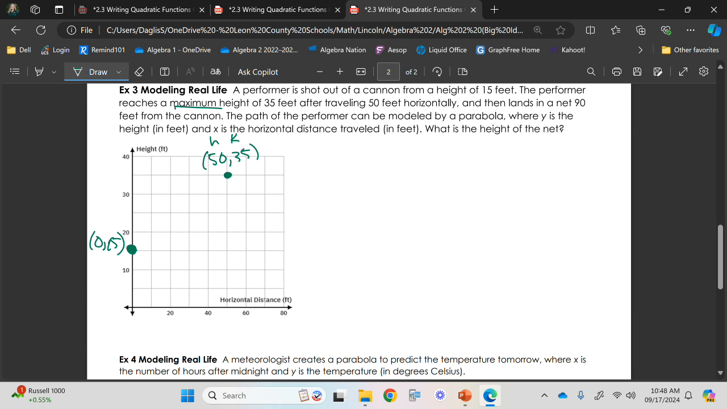It's going to be a parabola, so we're going to curve up, reach the vertex, start to curve down. We're not sure where we're going, okay? The net is 90 feet away, and notice that's not on here. That's what we're trying to find. So I've been given a vertex, and then 0, 15 we're going to use as a point. So we'll use that for my x and y.